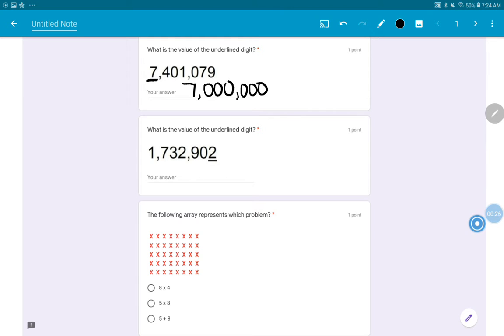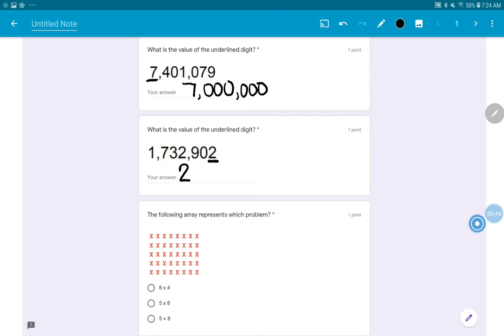Next, it asks you the value of the underlined digit, and you have a 2 underlined. That 2 is in the ones place value, so it has a value of 2 ones, or just the number 2.